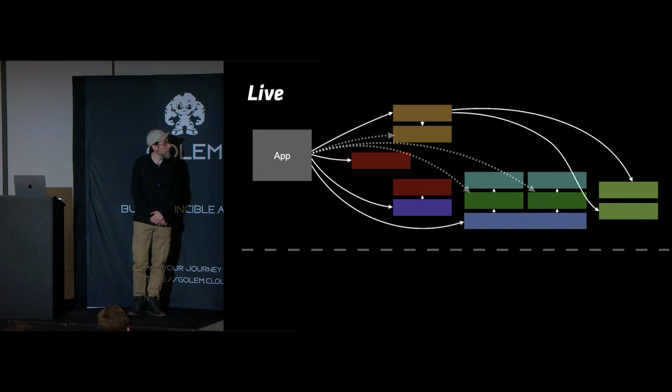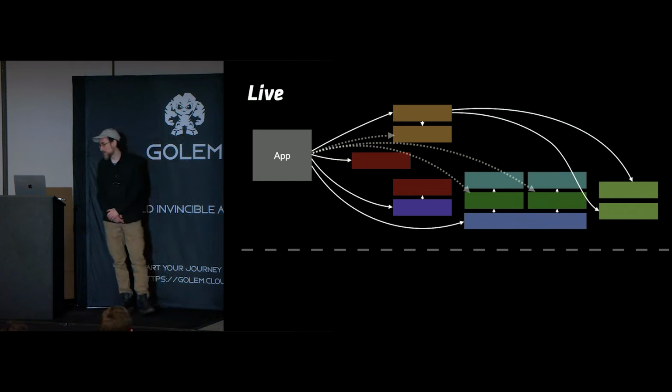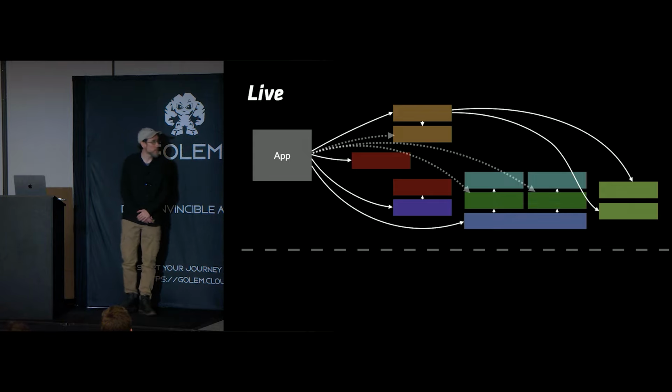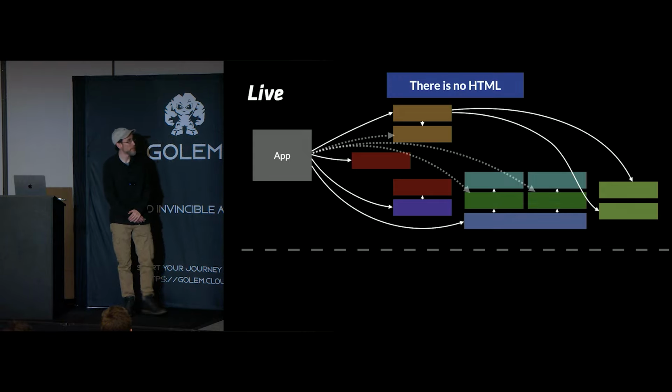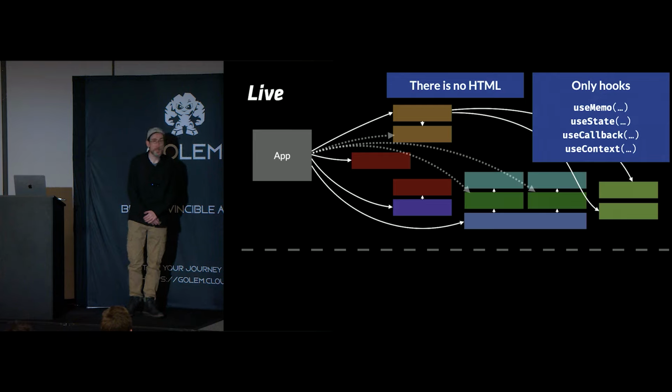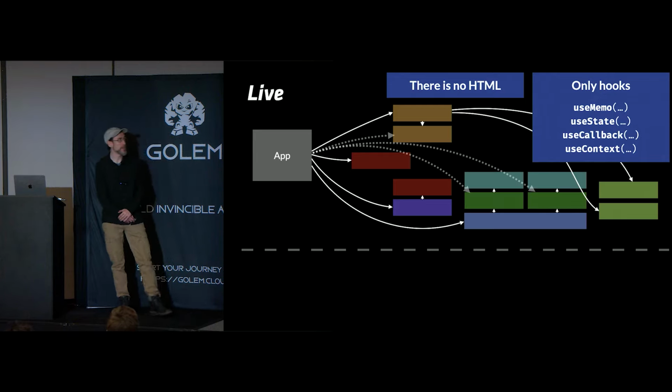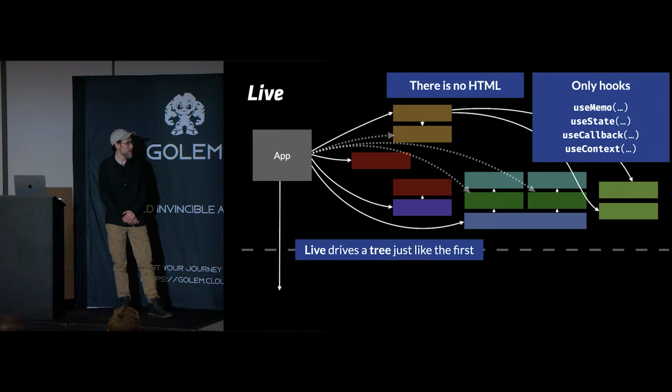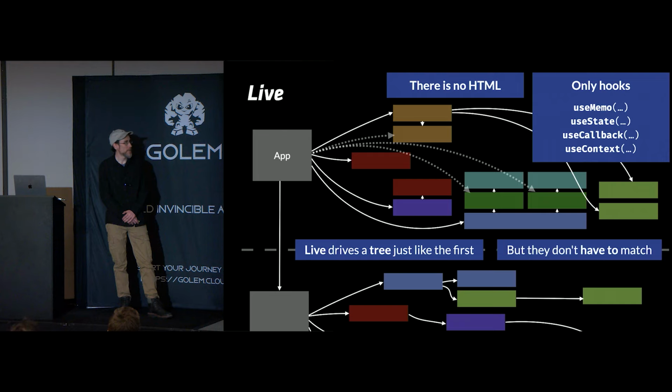So that's React. What about Live? Well, like I said, Live inherits a lot from React, but there's one big difference. There is no HTML. There are only hooks, essentially. That's what Live has. It has functions that have hooks that return other functions that have hooks. And there's a similar thing happening where there's a first tree and Live can drive another tree with that, but they don't have to match.